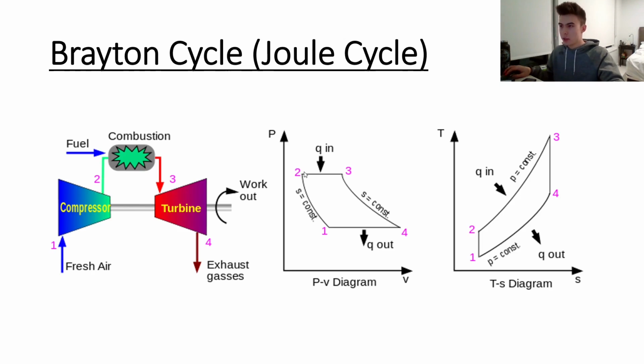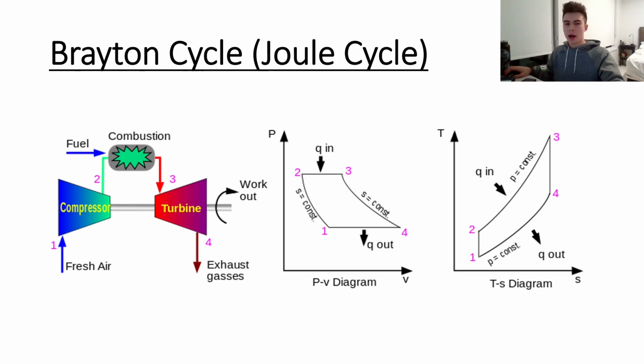As you can see, from certain points you'll have constant pressure. Say from step 2 to 3 you'll have constant pressure, and then here the temperature will just go straight up when the entropy is constant, from 1 to 2 and then from 3 to 4.